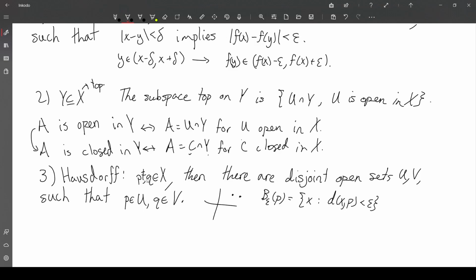Then if P and Q are distinct, the distance between them is greater than 0. And so you can use that distance to define your epsilon values and construct open balls around each point. They're going to be disjoint if the epsilon is small enough. And so you see that metric spaces are Hausdorff. That's usually the typical picture to have in mind.